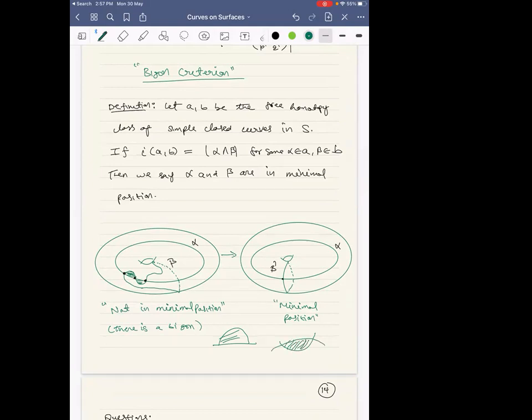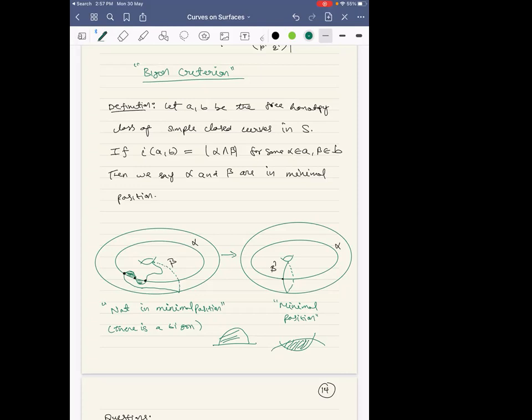So any such region, right? Surrounded by two arcs such that the intersection region is just a disk is known as a bigon. Bi stands for two, so a two-gon. So this is just a bigon.